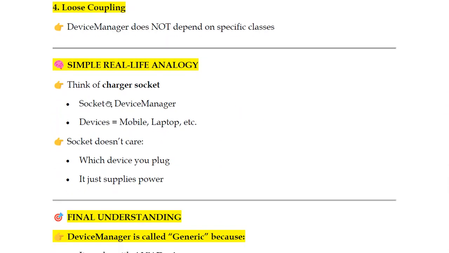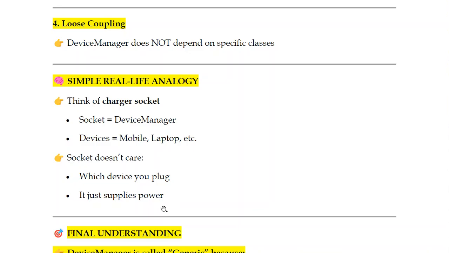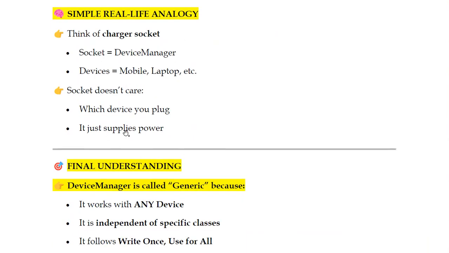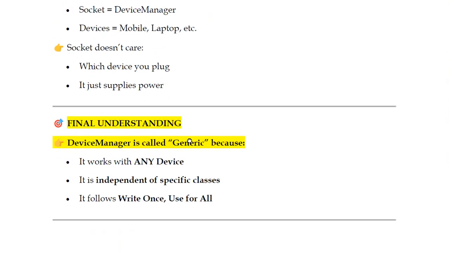Okay, a simple real-life analogy. Think of a charger socket. That is your DeviceManager. The socket is available for any type of mobile or laptop, whatever it is, you can plug in the charger. Am I right? The socket does not care what your device is, it just supplies power. Whichever device you plug in, mobile or laptop, or even a mosquito bat, it's just a socket. It will provide the power. That's it. That is what the DeviceManager also does.